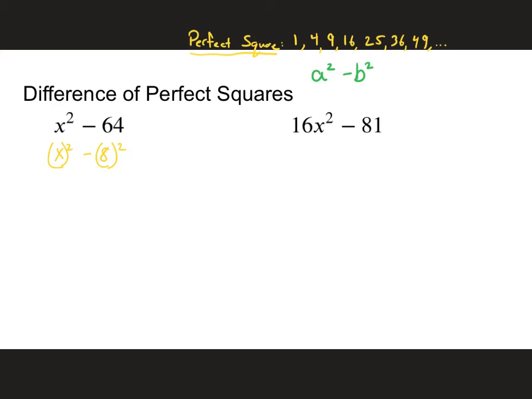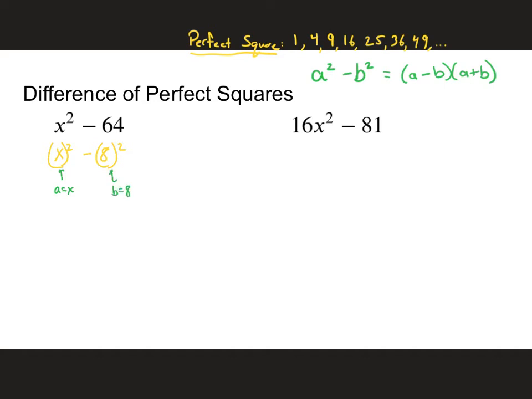And in my shortcut rule, if it's written in the form a squared minus b squared, then I can factor it down to be a minus b times a plus b. So if I look at my original problem here, this x squared minus 64, I can see that a is equal to x and b is equal to 8.